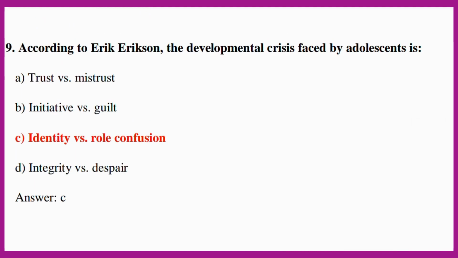Question number 9. According to Erikson, the developmental crisis faced by adolescents is option A, trust versus mistrust. Option B, initiative versus guilt. Option C, identity versus role confusion. Option D, integrity versus despair. Correct option is option C, identity versus role confusion.